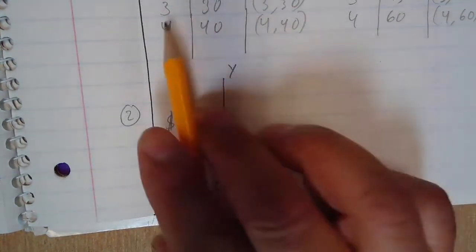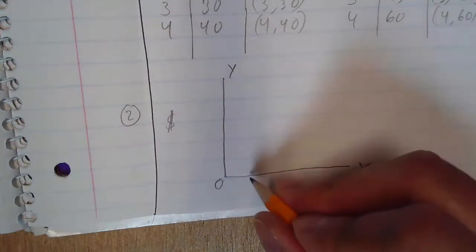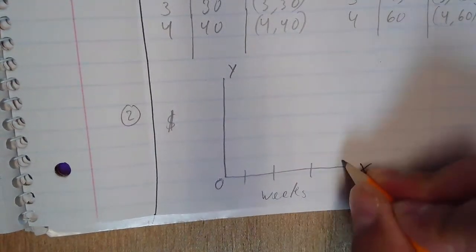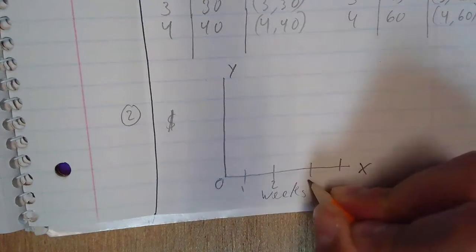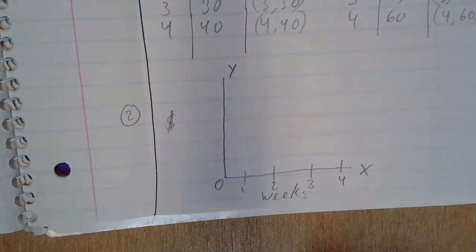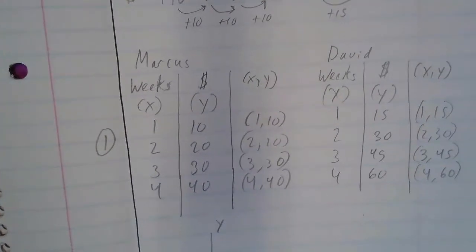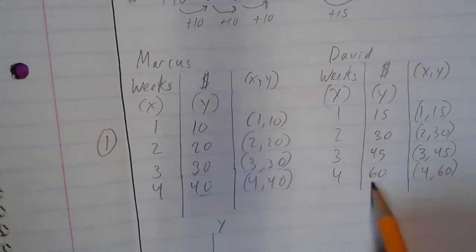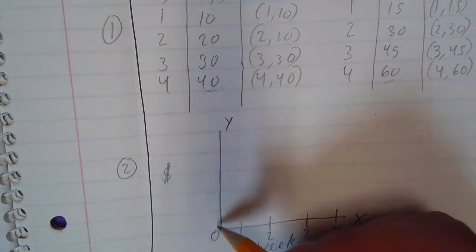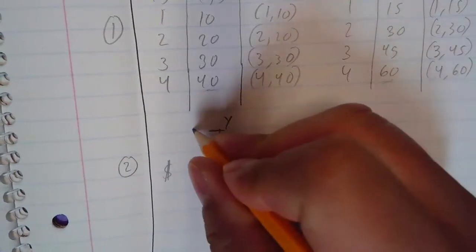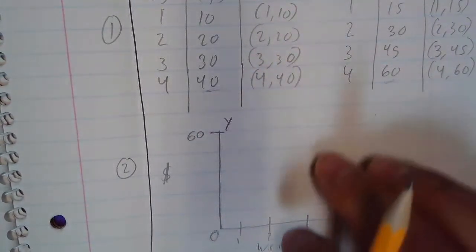Now, the x-axis is pretty easy. It goes from 1 to 4. So 1, 2, 3, 4. Okay, not bad. Now, here's the deal. If you look at the y-coordinates, the highest one is 60. So basically I'm going from 0 to 60. That being the highest one.